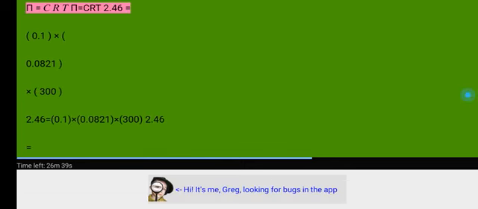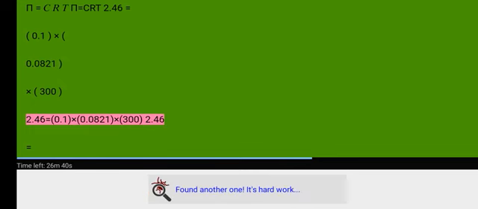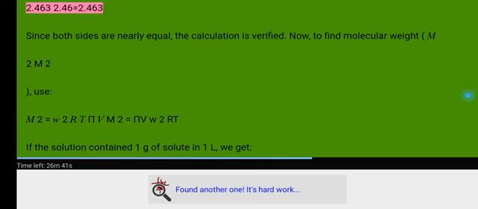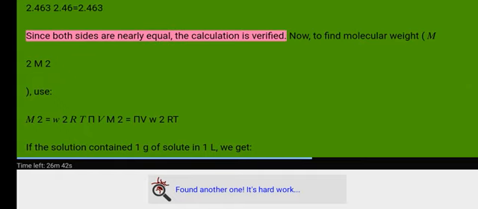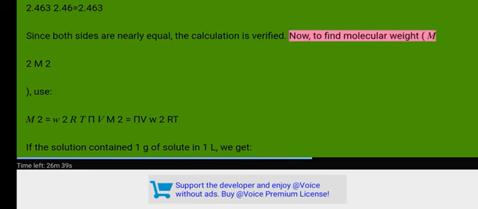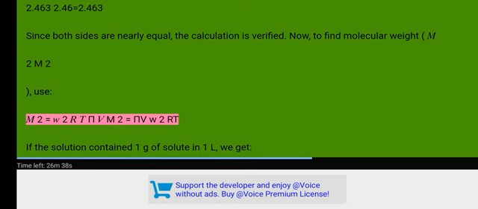Using Van't Hoff's equation, Pi equals CRT. 2.46 equals 0.1 times 0.0821 times 300, which gives 2.463. Since both sides are nearly equal, the calculation is verified. Now, to find the molecular weight M2, we use M2 equals W2RT over pi V.